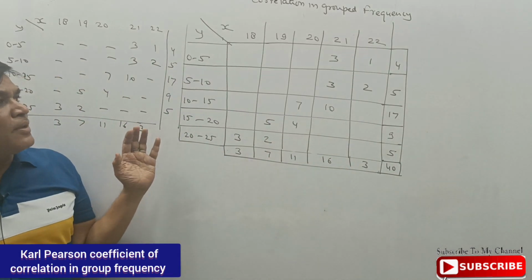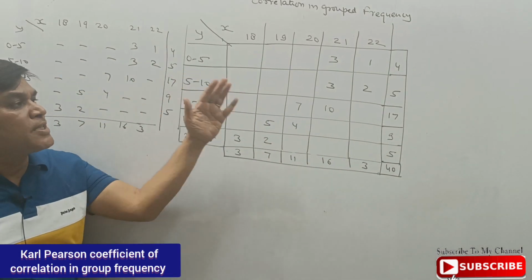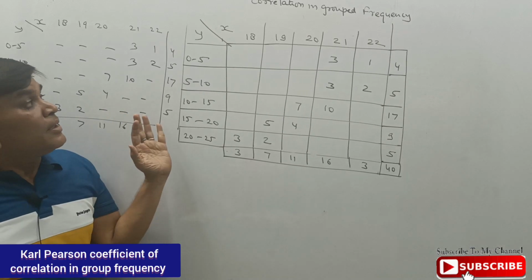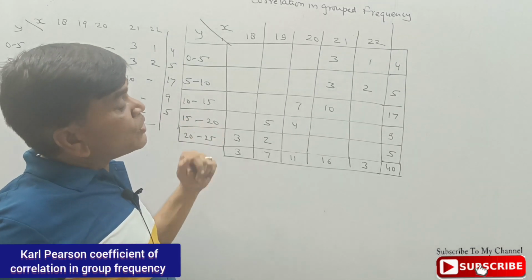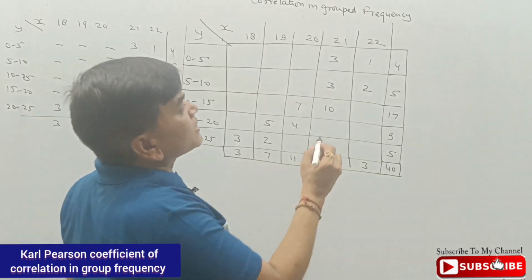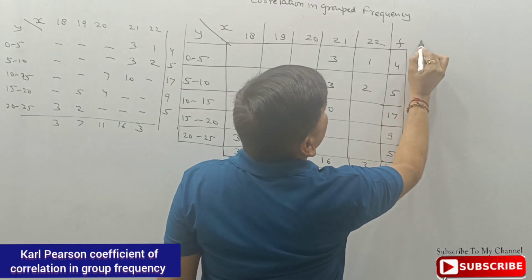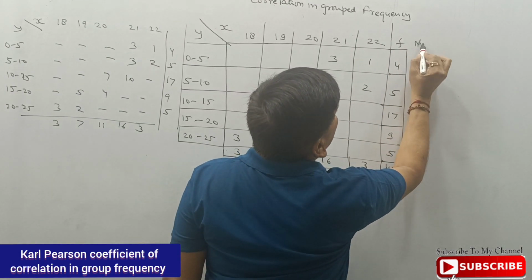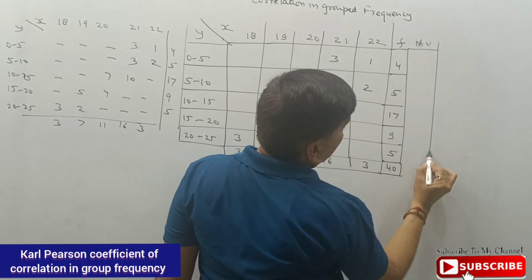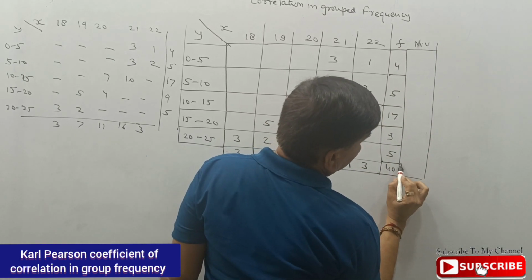The very first, we have to keep this question in this format. Now we will solve this problem. So the very first, this is frequency, getting the mid value of y, mid value of y.